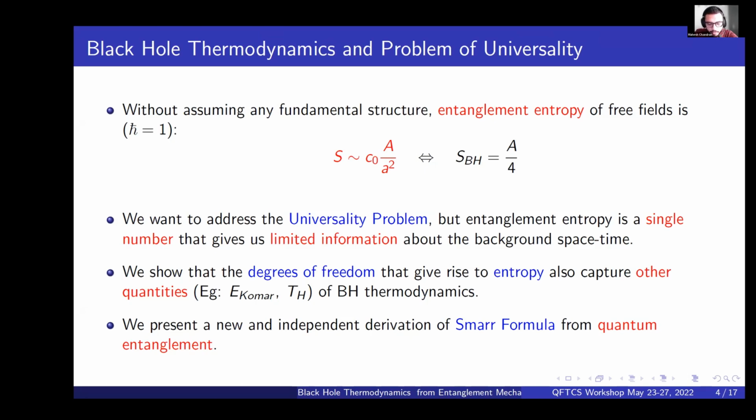And in this process, what we find out is that we can in principle present a new and independent derivation of Smarr's formula in black hole thermodynamics from the degrees of freedom that actually give rise to entanglement entropy. And that will be the essence of the talk. And let us see how this happens.